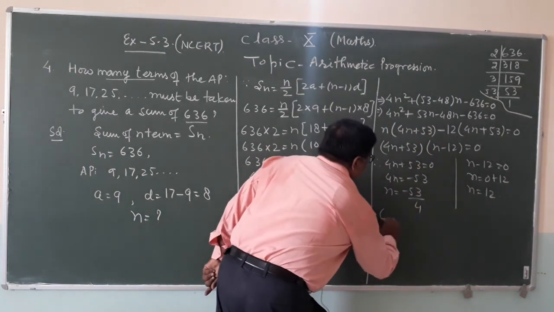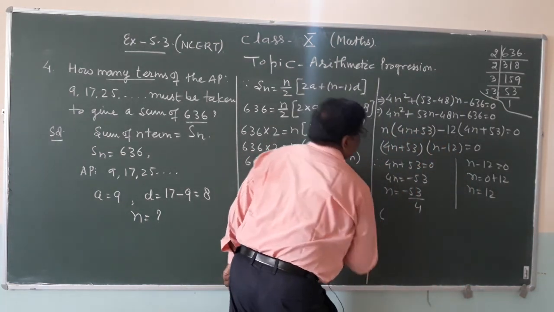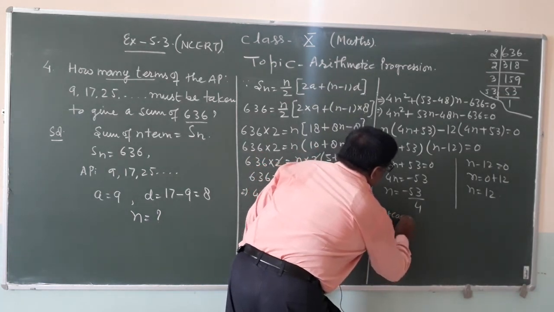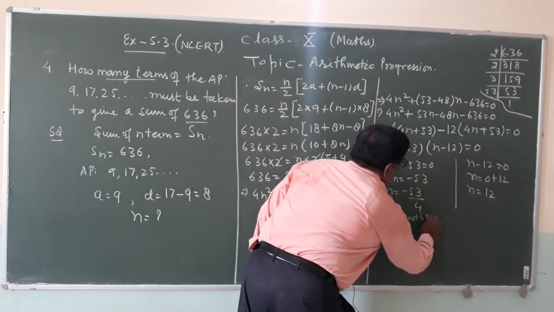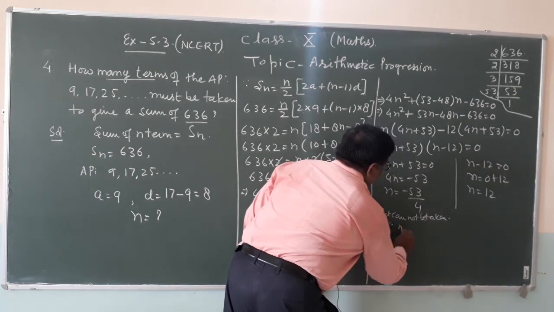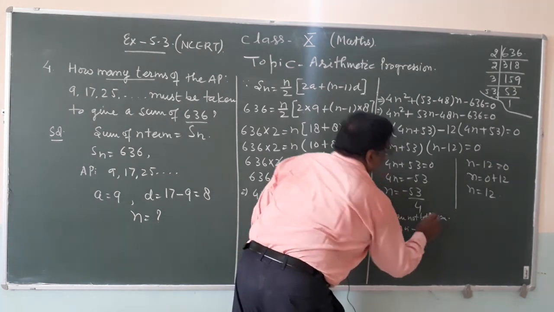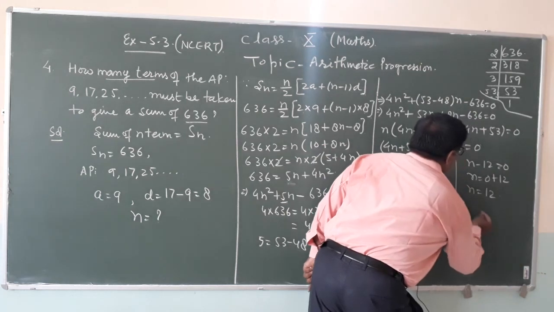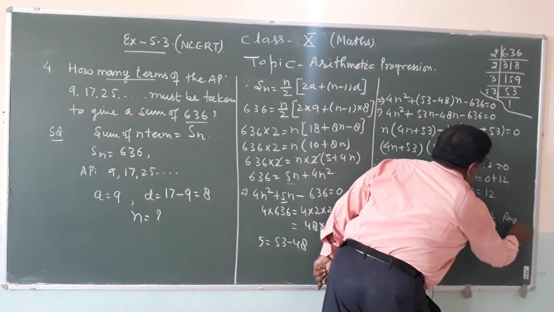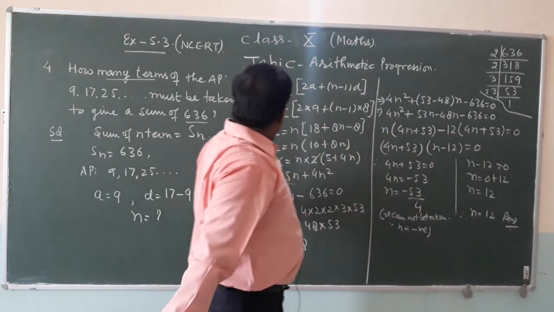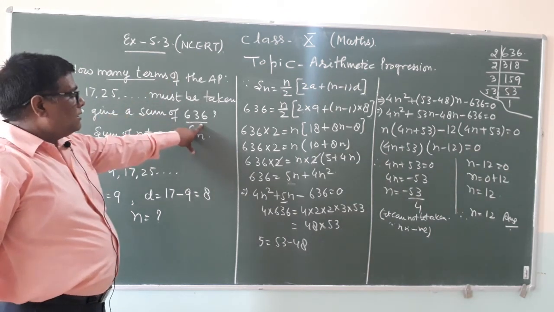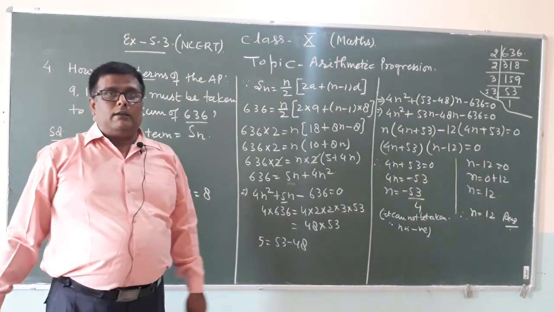Now n cannot be taken as negative, so we reject that value. Therefore n is equal to 12 is our answer. The question was how many terms of this AP give the sum 636, and the answer is n equal to 12. Thank you.